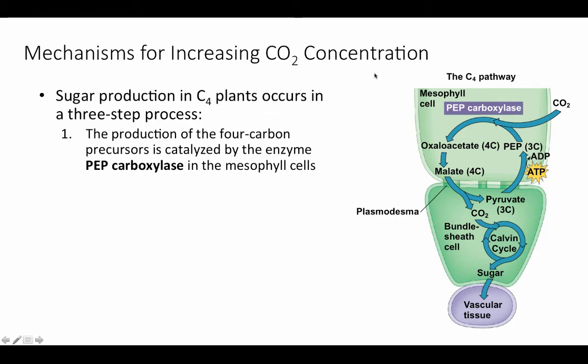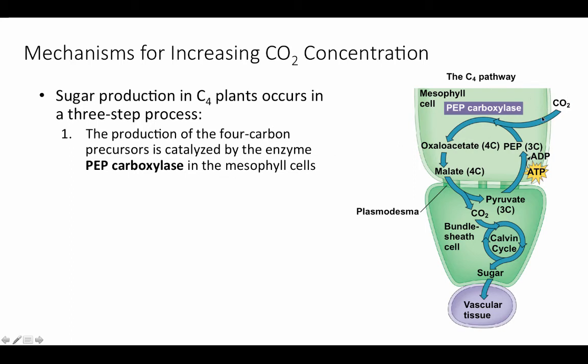So let's look at this mechanism for increasing the carbon dioxide concentration when the stomata are closed during hot, dry circumstances. So sugar production in C4 plants occurs in a 3-step process. The first step is the production of the 4-carbon intermediate that we talked about, and that's going to be catalyzed by the enzyme PEP carboxylase, and this is going to happen in the mesophyll cells.